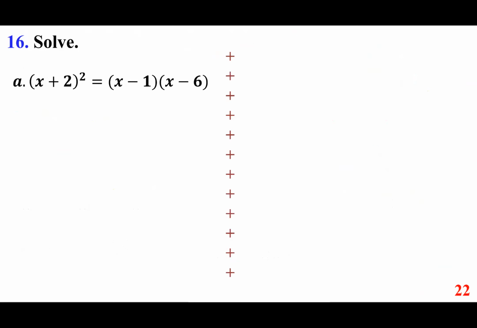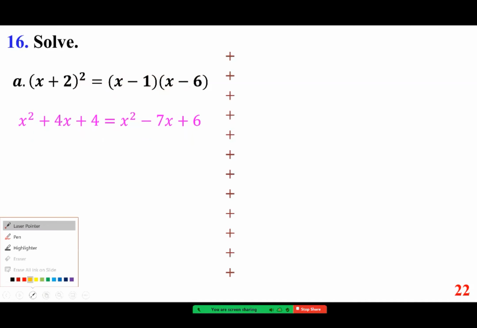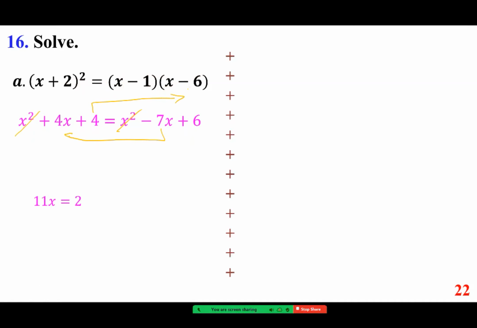All right, I want to solve this, and we are going to raise this to the power of 2 and combine them. So this becomes x squared plus 4x plus 4, and this one becomes x squared, then minus x and minus 6x is minus 7x plus 6. I'm assuming nobody has any problem with the foiling. X squared cancels out the x squared. This becomes 11x. This becomes 2 divided by 11, and you're done.